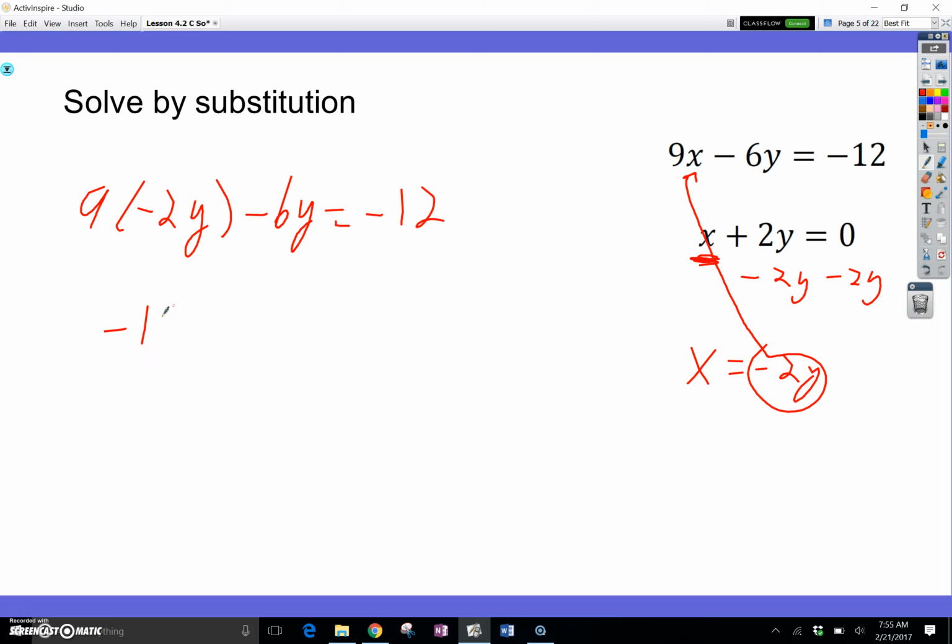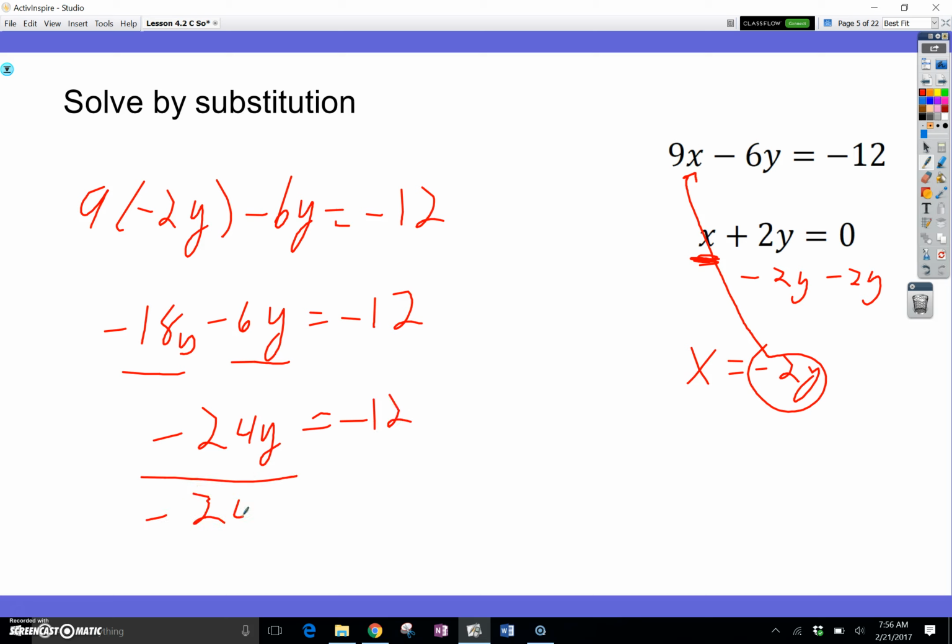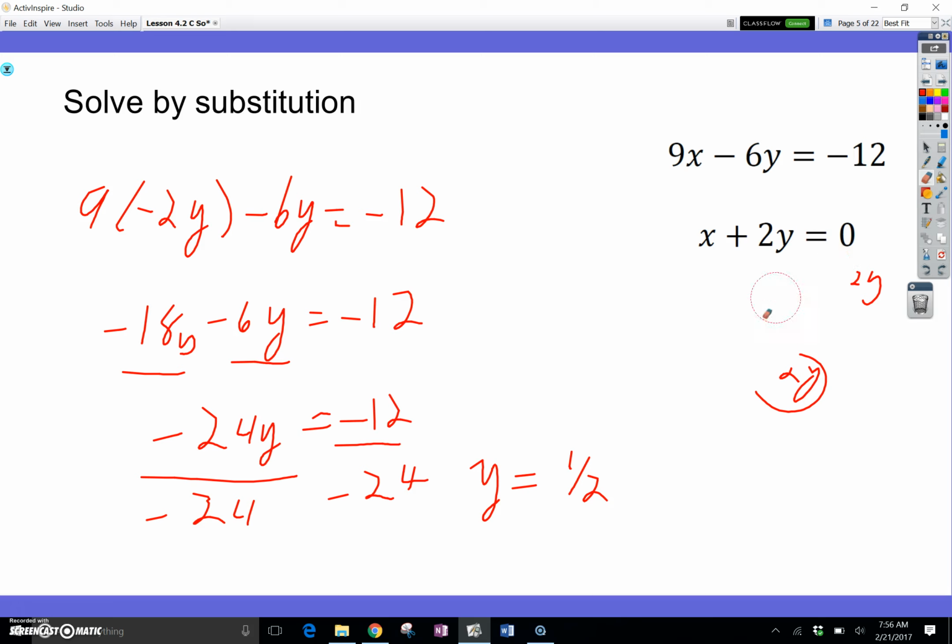That gives me negative 18y minus 6y is equal to negative 12. And when I combine these y's, that's going to be negative 24y is equal to negative 12. When I divide both sides by negative 24, I'm going to get y is equal to positive 1/2. Okay, so now that I know what y equals, I'm going to go ahead and solve what x equals.